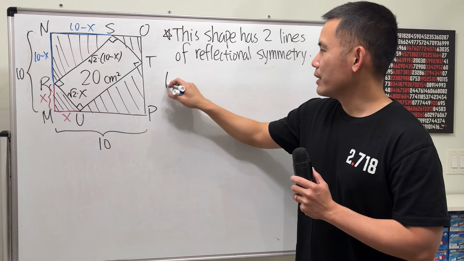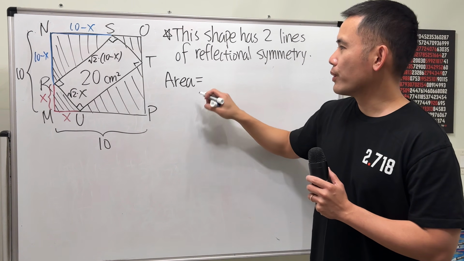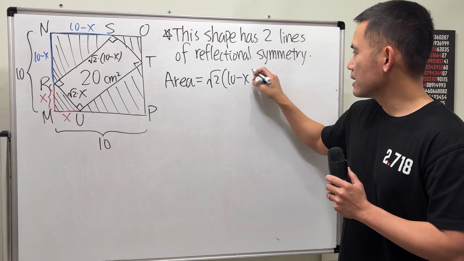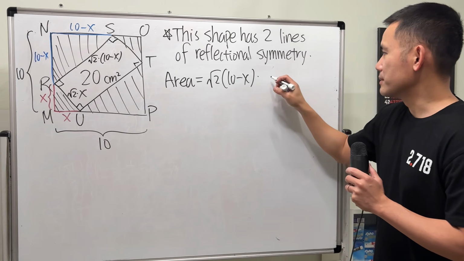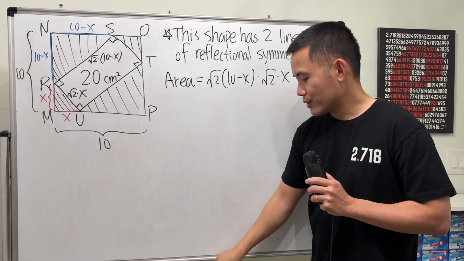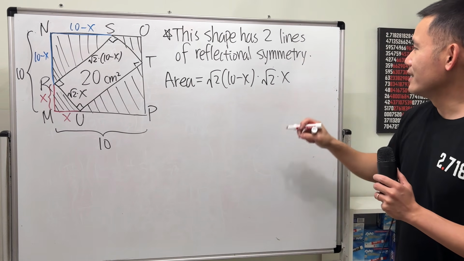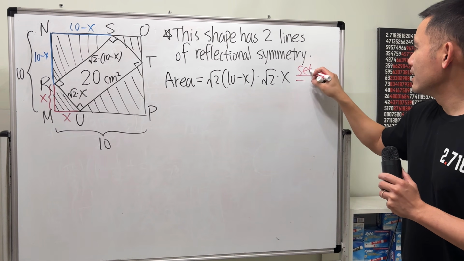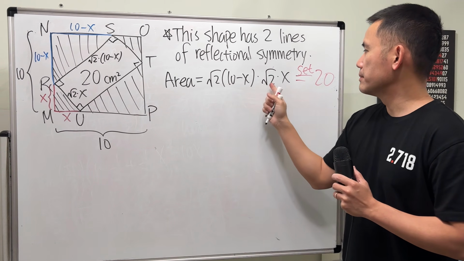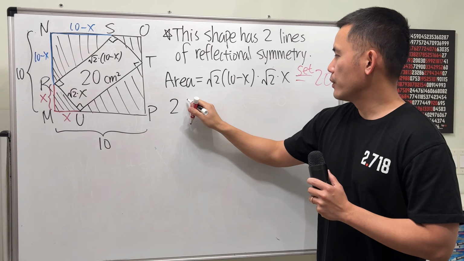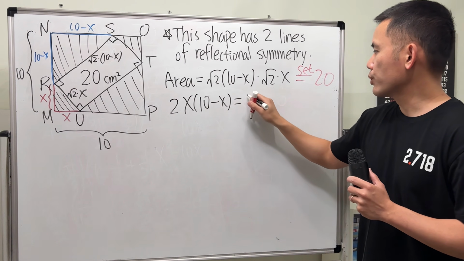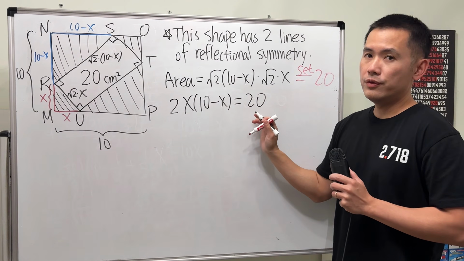So we know the area of the rectangle is equal to square root of 2 times (10 minus x) times square root of 2 times x. And we are going to set this equal to 20. And then we will just work this out. So this times this is 2. And then we have x times (10 minus x). That's equal to 20. Divide both sides by 2 first.